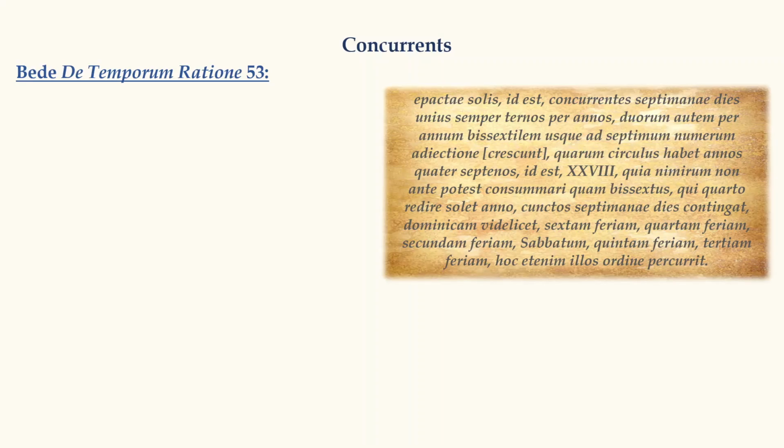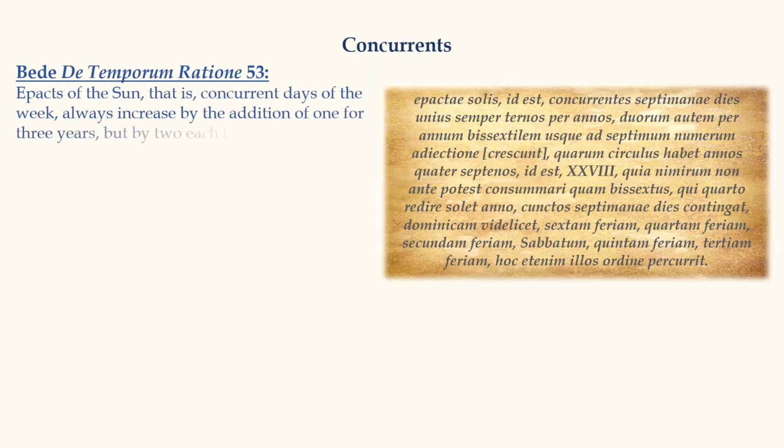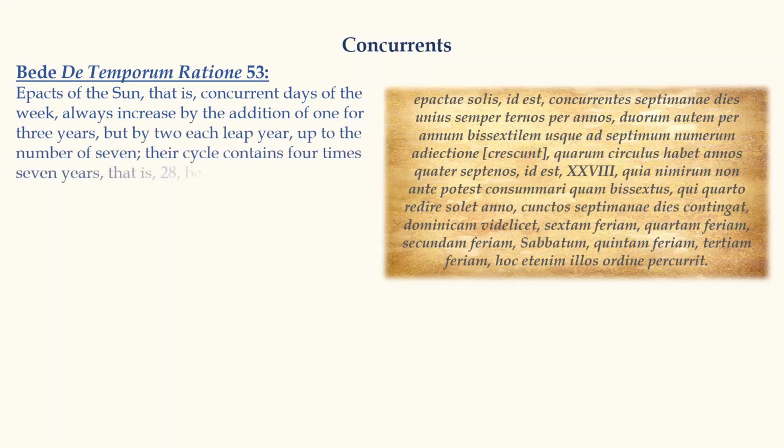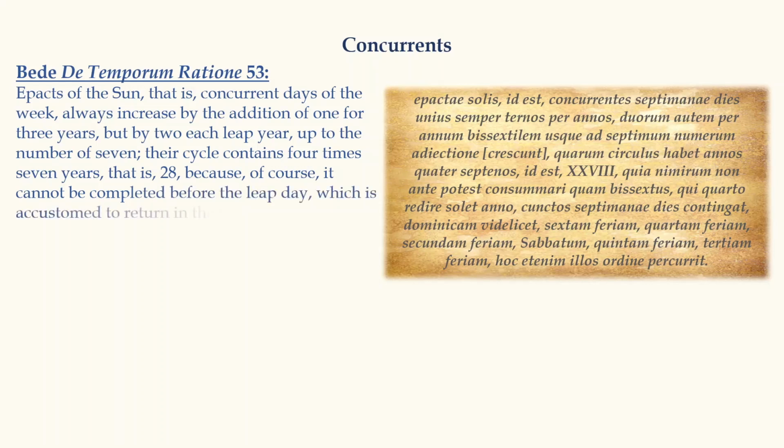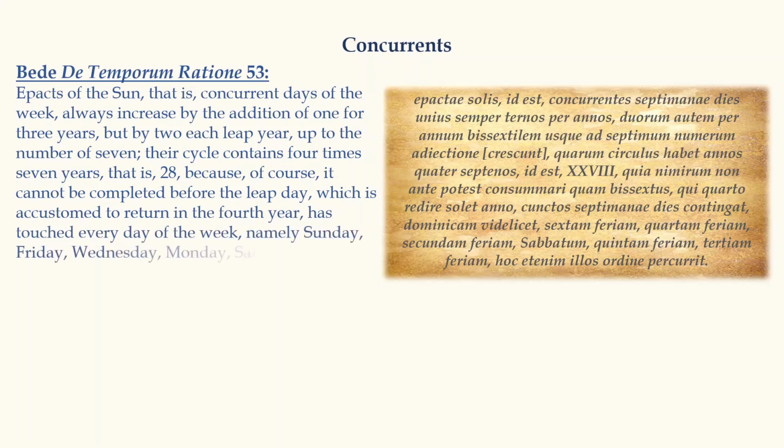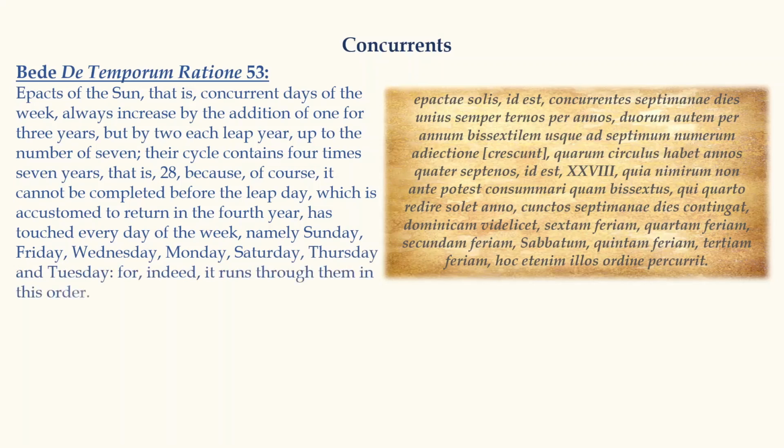First, what are they? We're returning to Bede again here because he gives more detail on this. "Epacts of the sun, that is, concurrent days of the week, always increase by the addition of 1 for 3 years, but by 2 each leap year, up to the number of 7. Their cycle contains 4 times 7 years, that is, 28, because, of course, it cannot be completed before the leap day, which is accustomed to return in the 4th year, has touched every day of the week, namely Sunday, Friday, Wednesday, Monday, Saturday, Thursday, and Tuesday, for indeed it runs through them in this order."